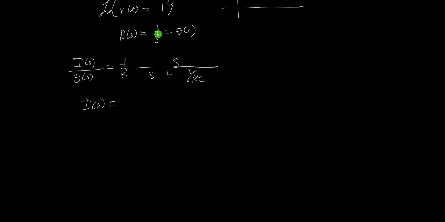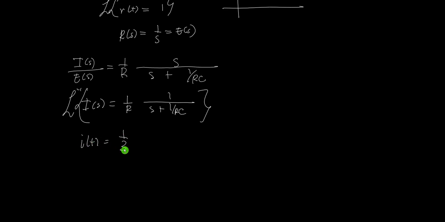It will cancel out s and s. So I have 1 over R, and you multiply it with s, will cancel out. So 1 over s plus 1 over RC. And you can actually take the inverse Laplace directly from this one now, because this is just 1 over s plus a. So i_s(t) now will be equal to 1 over R times e raised to negative t all over RC.